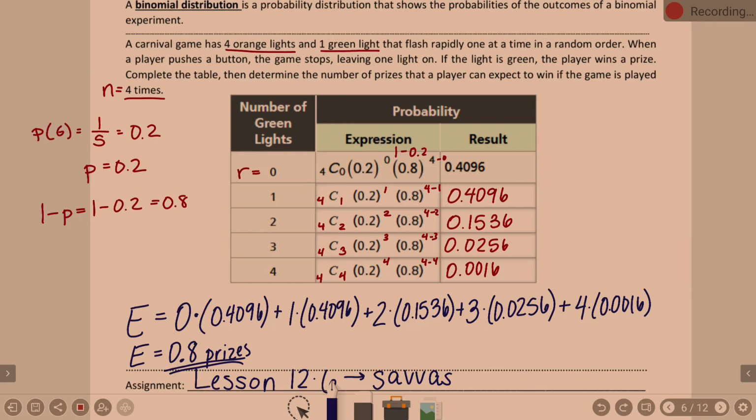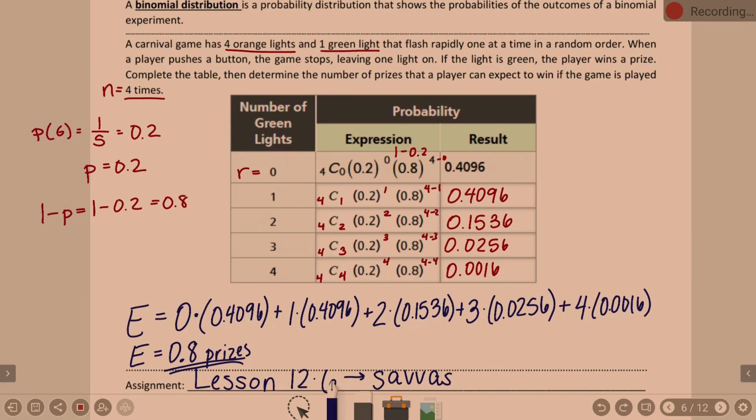Okay? So I'm going with it's a really hard game to win. But think about it. You have a 1 out of 5 chance of getting a green light. Well, this is just a carnival game. You know, charity games, carnival games. There's definitely some rigging involved, you know.